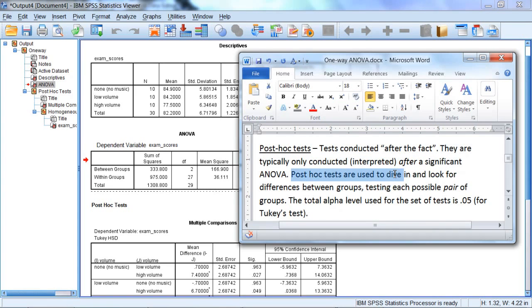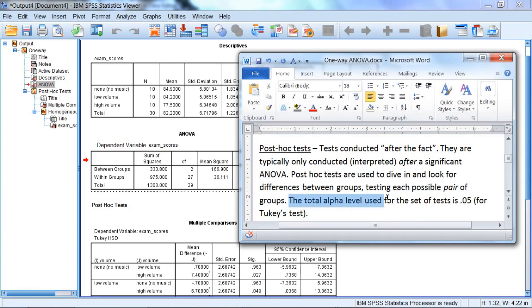Post hoc tests are used to, as I just said, dive in and look for the differences between the groups. And importantly, they test each possible pair of groups, so they test two at a time. For example, a post hoc test will test none versus low volume. There'll be another test that tests none versus high volume, and then a final test that tests low volume versus high volume. So it does all possible pairs two at a time.